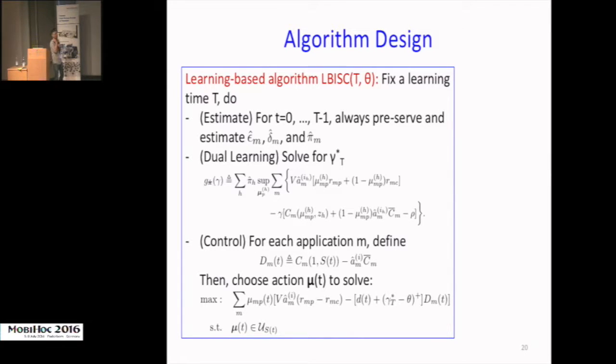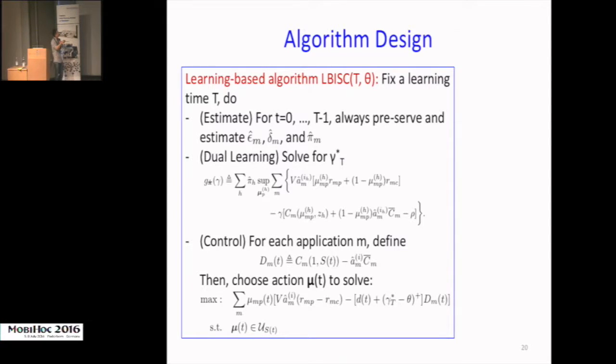Now that's done, and then we design the following algorithm. We call it LBISC. It's a short acronym, but I forgot what the full name is. It has two parameters, t and theta. T is the learning time we use to learn the samples, and theta is used here, which I will explain. So it has three steps. The first step is to estimate the parameters, just like I mentioned. We collect the samples and we just do an MLE, and you get the estimates.